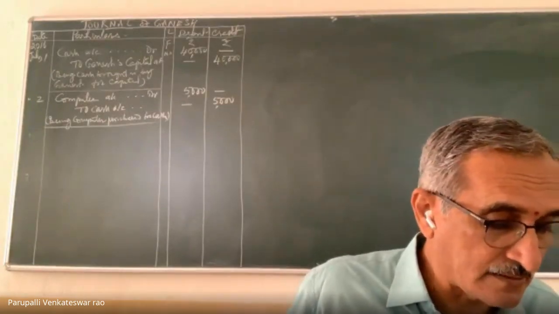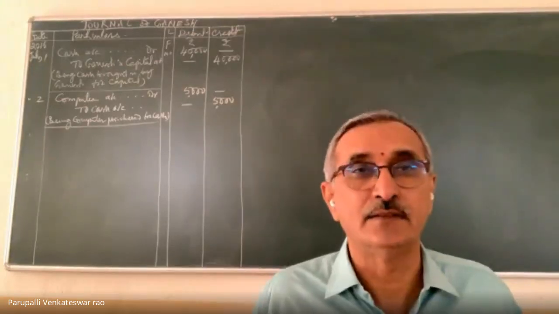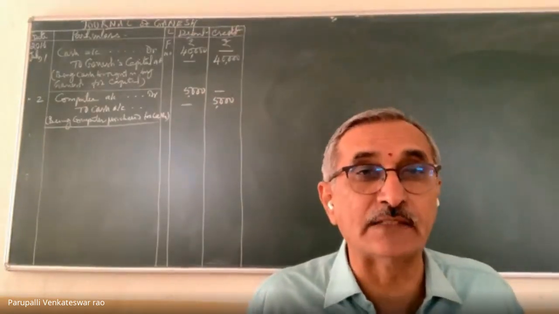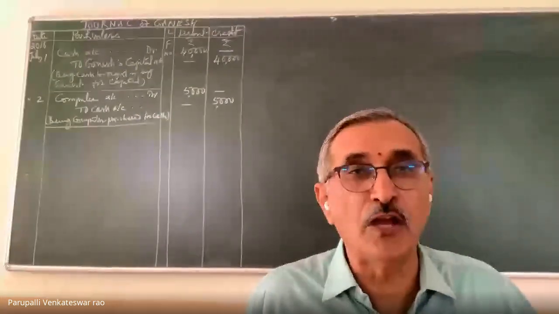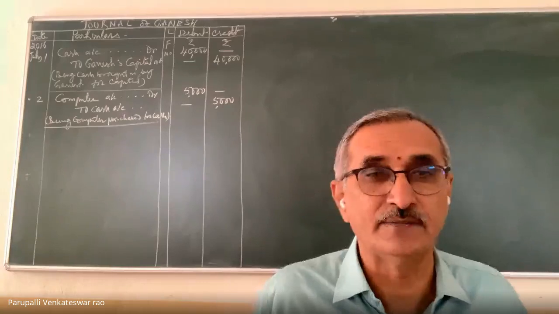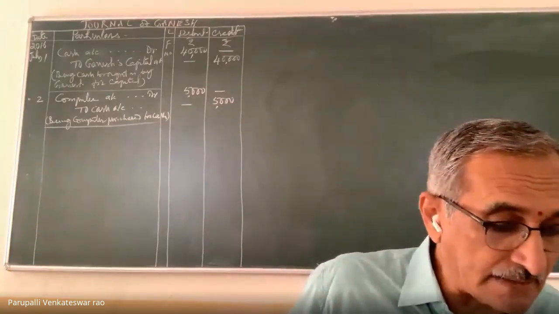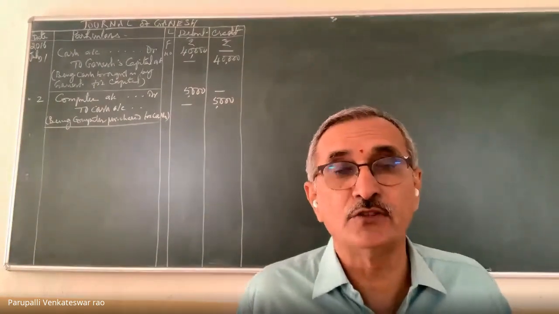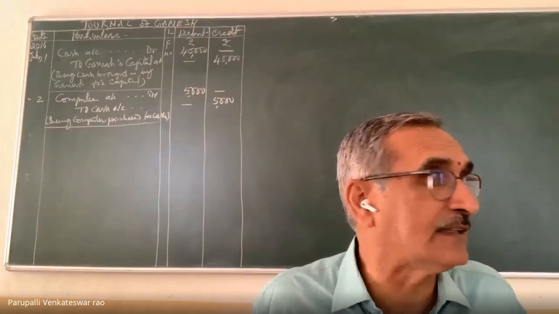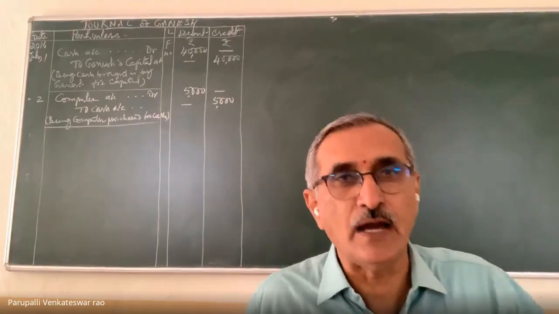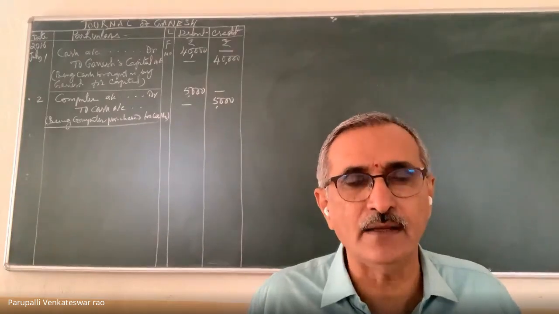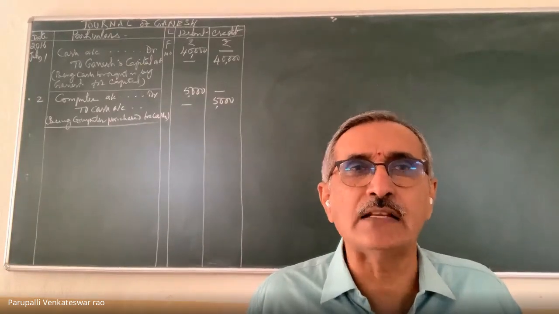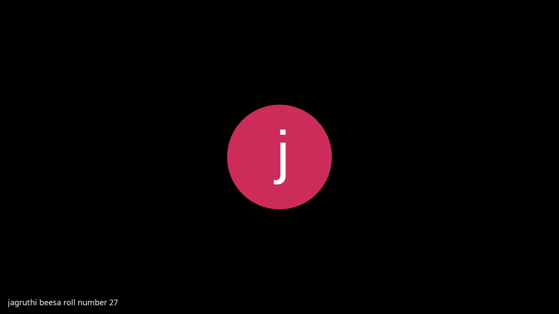Next, July 10th. What happened? You must have common sense. Earlier we purchased furniture from Godrej company on credit, on 4th July, worth 15,000. Now we are making payment. Who is receiving the money? Godrej company is receiving the money, and cash is going out. Write the entry as usual.